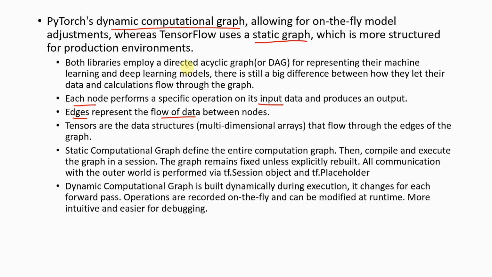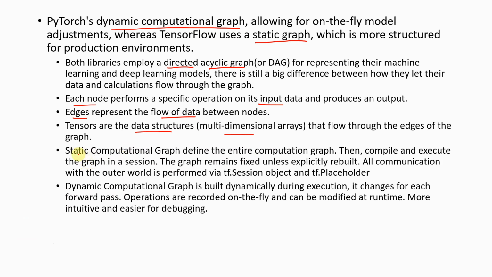The graph used here is the directed acyclic graph, to represent the machine learning model and the deep learning model. The tensors are basically the data structure, a multi-dimensional array, that flow through the edges of the graph. That is, the data passes from one node to another node through these edges in the form of tensors.